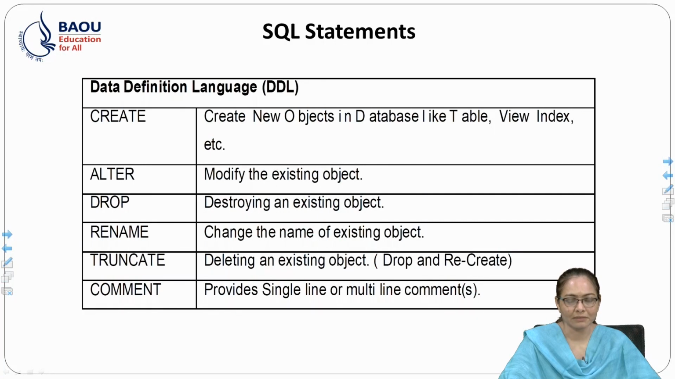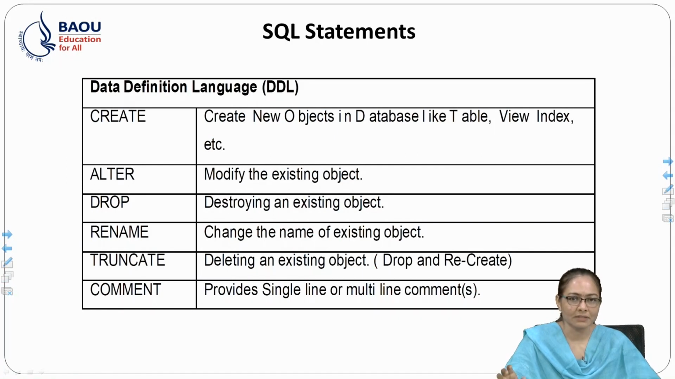First is the create command. Create command is used to create a new object in the database. An object means the table, view, index, etc. Now the next one is the alter command. Alter command is used to modify or change the data type and size of an existing object. The drop command is used to destroy the existing object, means drop the table with whole structure and all the data. Rename command is used to change the name of an existing object.